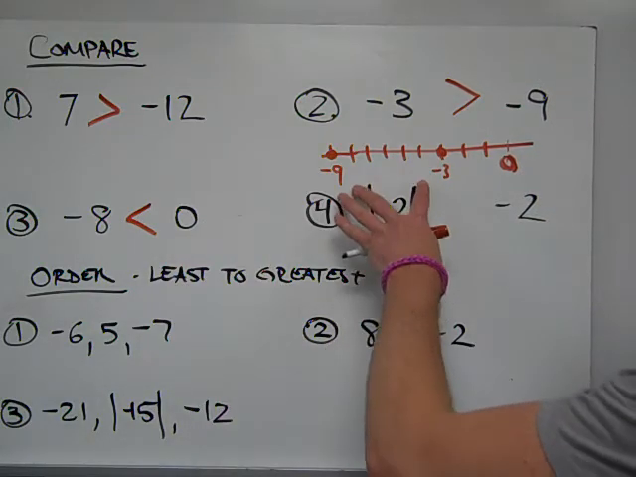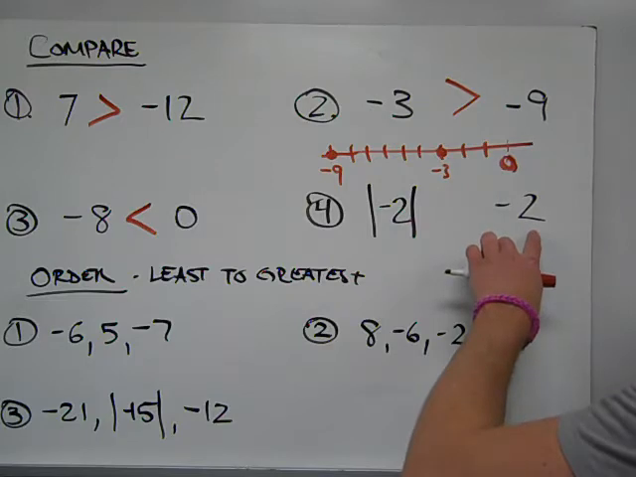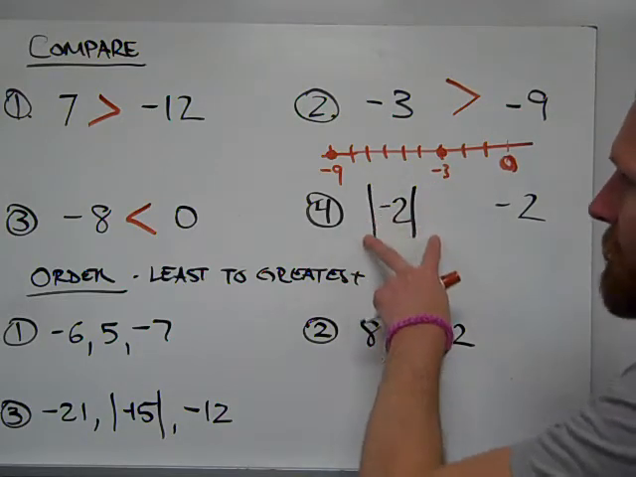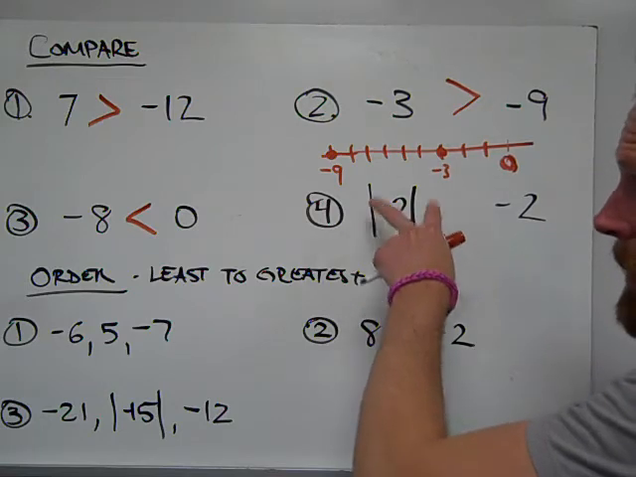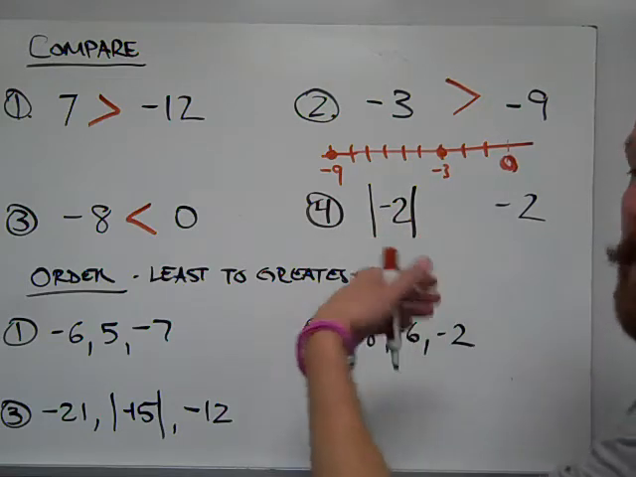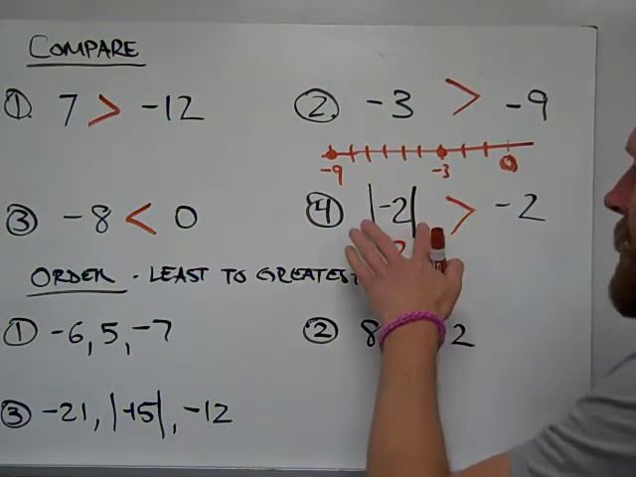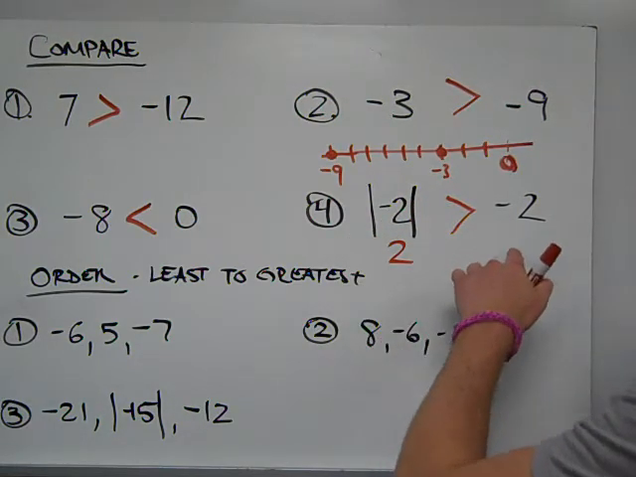Here we have negative 2, absolute value, and negative 2. Some of you might be thinking, oh, those are equal, but remember, absolute value right here means that it is positive. So this is actually 2. So the absolute value of negative 2 is greater than negative 2.